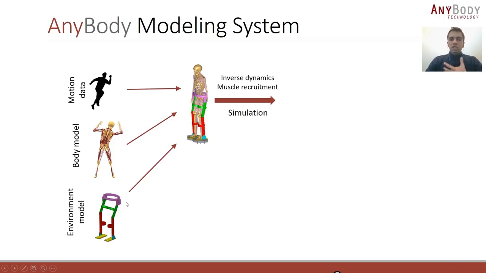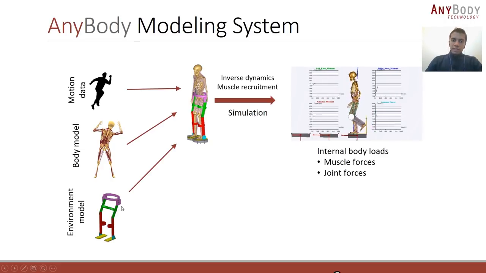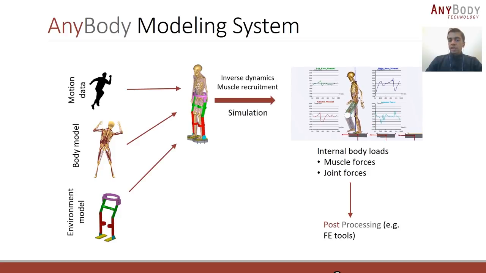So now this simulation has something called a muscle recruitment algorithm. And this algorithm helps us calculate individual muscle forces during the given motion. So these muscle forces and the resulting joint reaction forces might be the final output that you're looking for. In other cases, you may want to pass your data on to other post-processing tools, such as the finite element software that I mentioned in the previous slide. And we do have some ready-made interfaces for this as well, especially for when you want to export your loads into Abaqus or ANSYS.